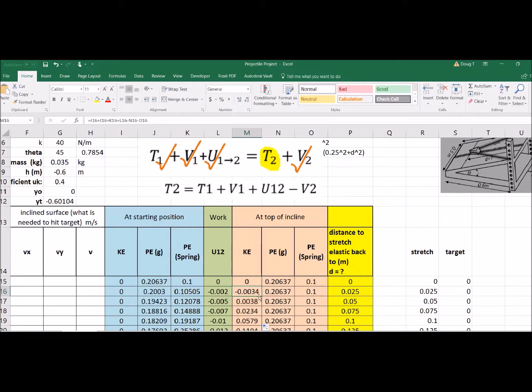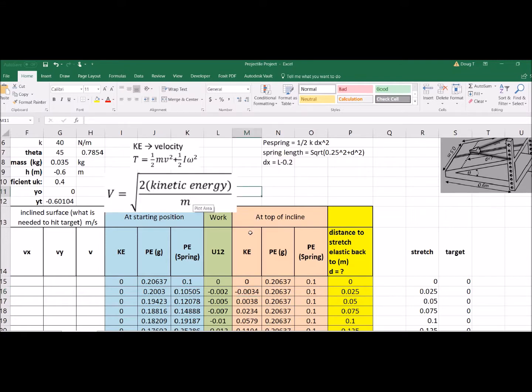Why would the kinetic energy be negative here? So this is where we've just barely pulled it back. And if you think about what kind of gravity is doing, you have to pull it back at least a little bit to get it to move. If it's not pulled back far enough, it's not going to move, is what that's telling us.